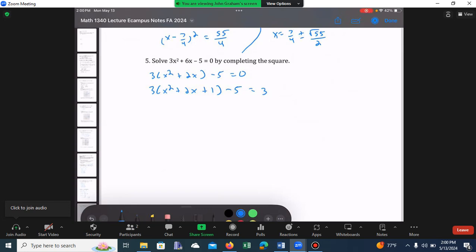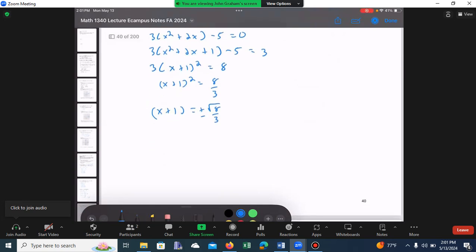Right, so now we'll have this 3. This becomes x plus 1 squared. And we'll add the 5 over to the other side to get 8. Okay, so now solve this. Divide by 3. Take the square root of both sides. We're going to break this down.